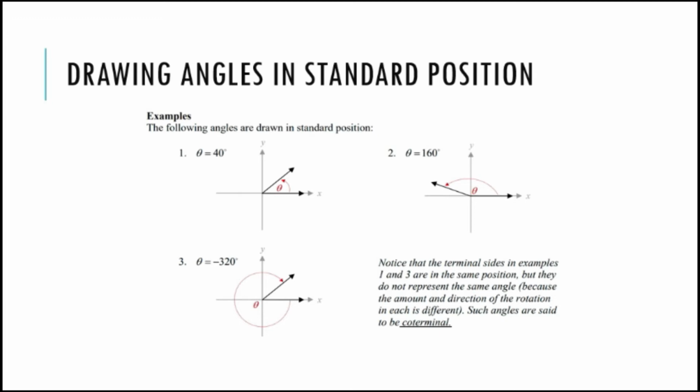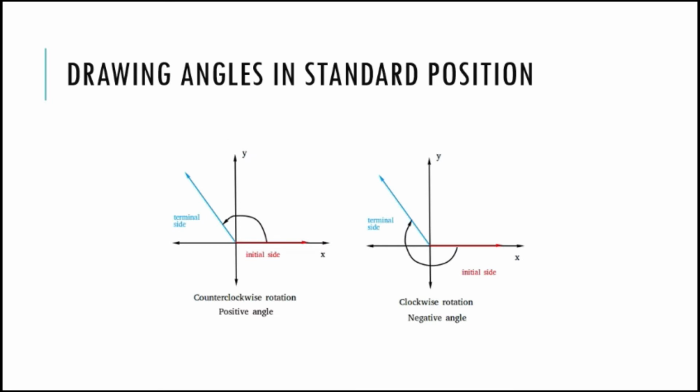Also, notice that the terminal sides in examples 1 and 3 are in the same position, but they do not represent the same angle, because the amount and direction of the rotation in each is different. Such angles are said to be coterminal. Coterminal angles will be discussed shortly after. But for more examples, I have here another picture denoting the positive angle and the negative angle.